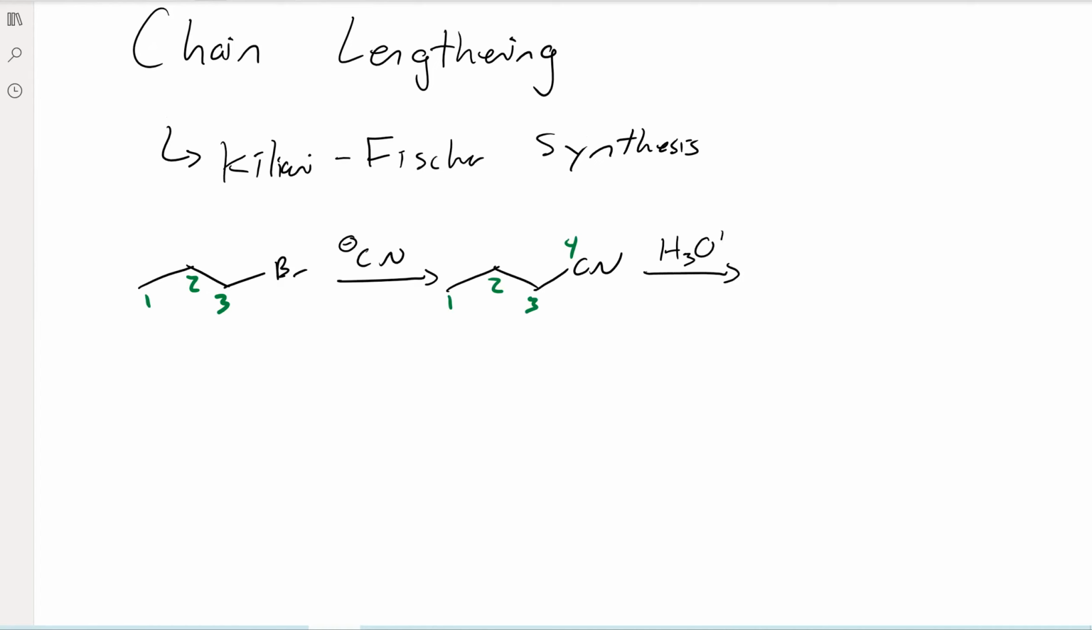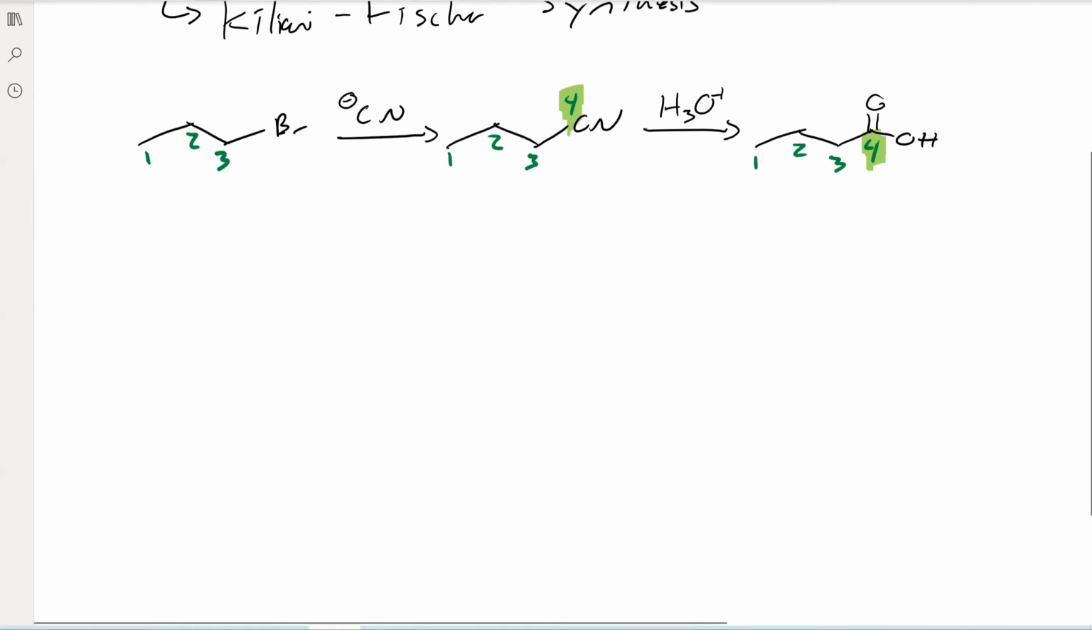We just add some H3O plus, and in this case, it can be transformed into a carboxylic acid, but we have milder ways to do this and then stop at an aldehyde if that's what we want. But what you can see by doing this is we've added carbon number 4 on here. And that's basically what they do in this mechanism.